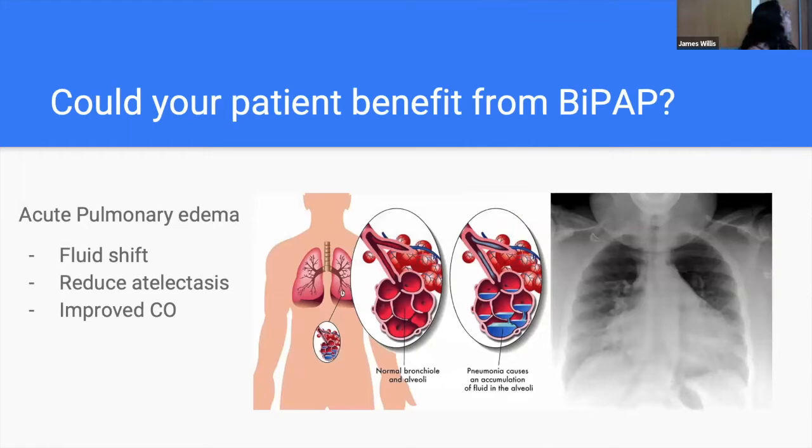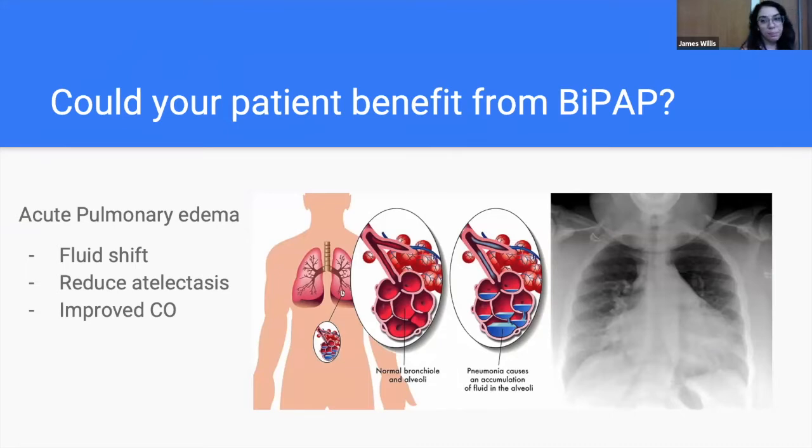Okay, so when can we use BiPAP? I'm going to talk about the more common things that we use it for and the ones that have more evidence behind them. There's other things, but they're not used as often, and there isn't as much literature. So one of them is acute pulmonary edema.